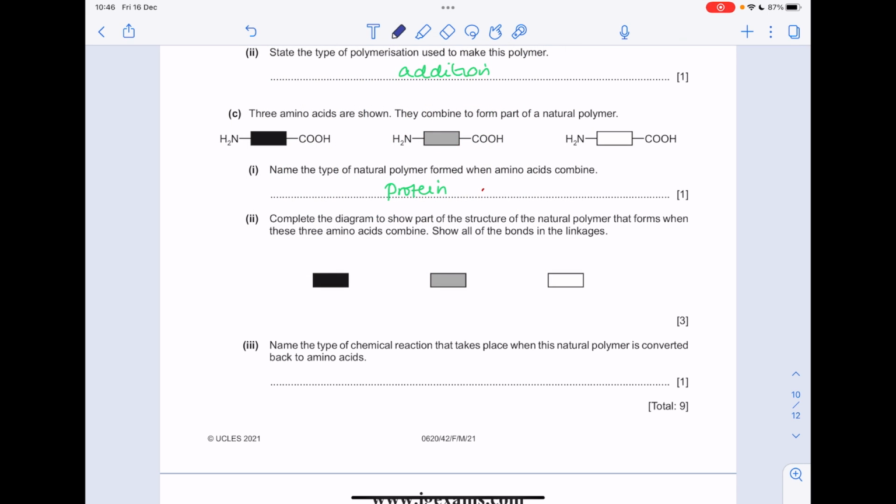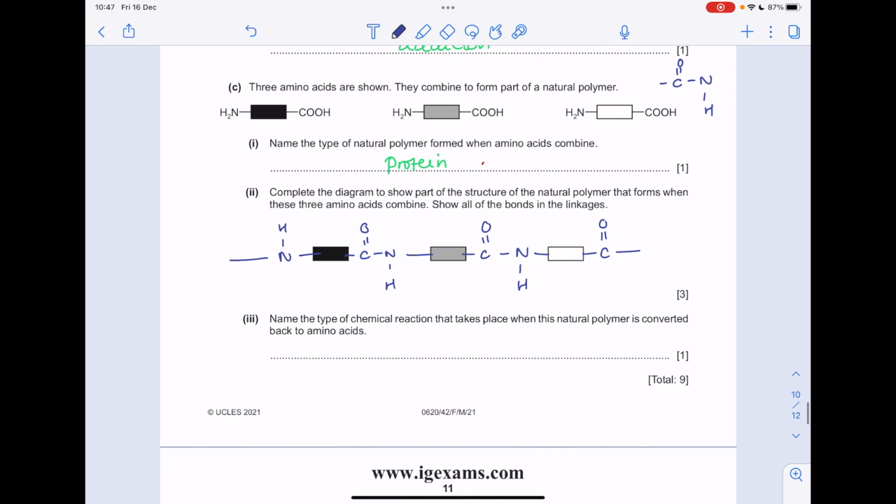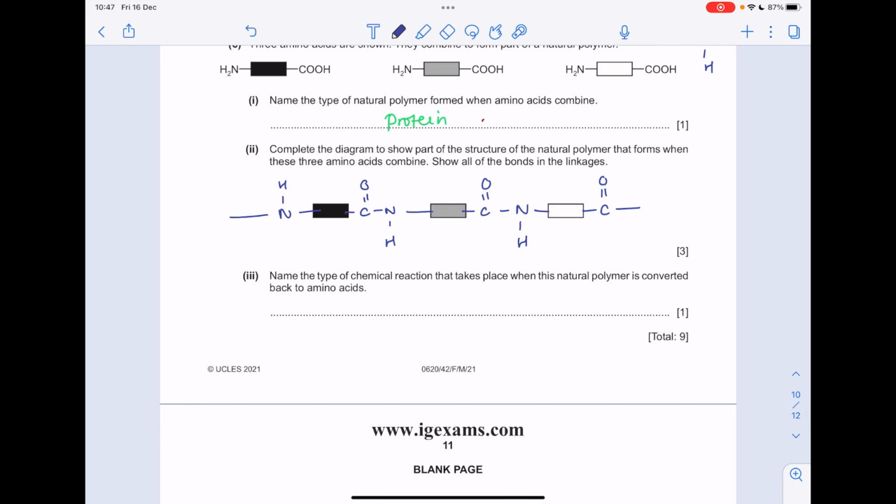So remember, every time they join, you end up with a bond that looks like this. So we just need to make sure we keep repeating that. So at this end, it will look like this. Then that linkage I was just talking about. Then another one here. So draw that really carefully. Each nitrogen forms 3 bonds, carbon 4, oxygen 2, hydrogen 1. Name the type of chemical reaction that takes place when this natural polymer is converted back to amino acids. That's actually hydrolysis, which is the addition of water.